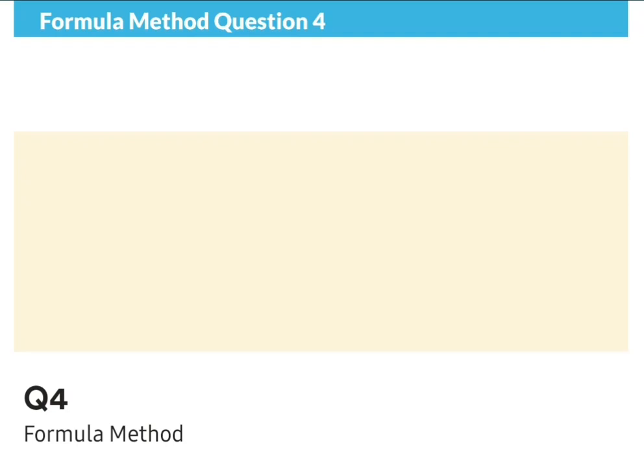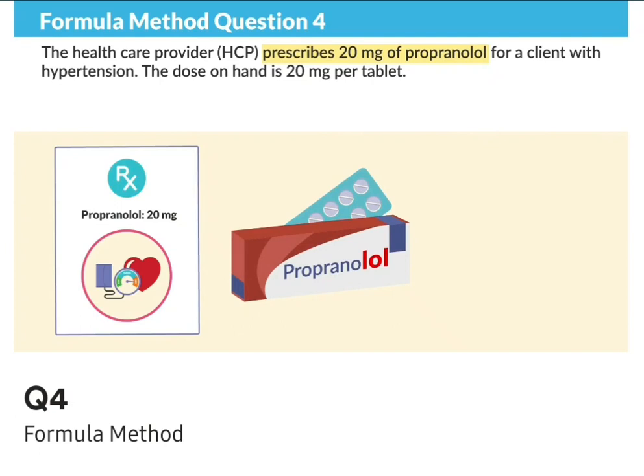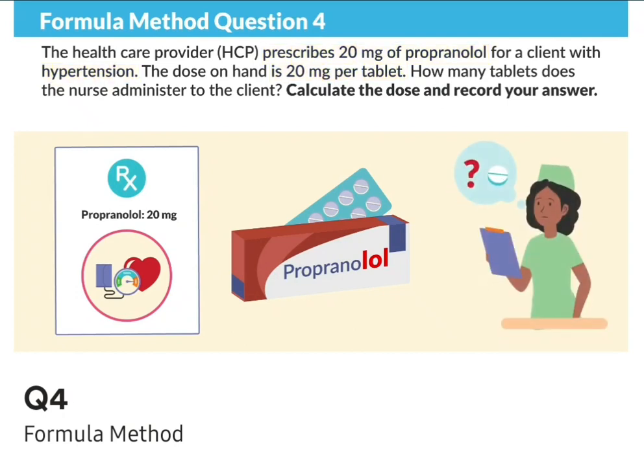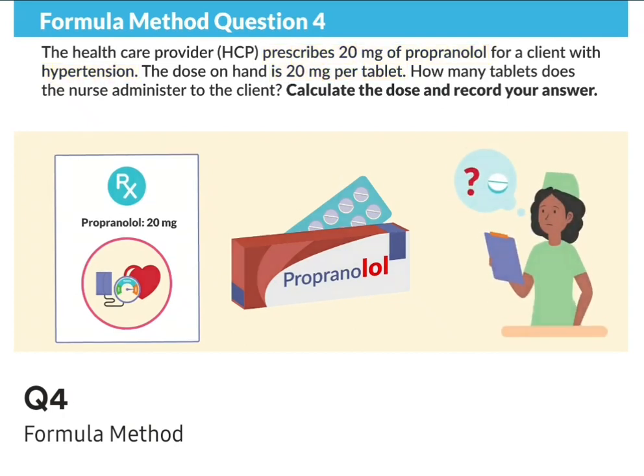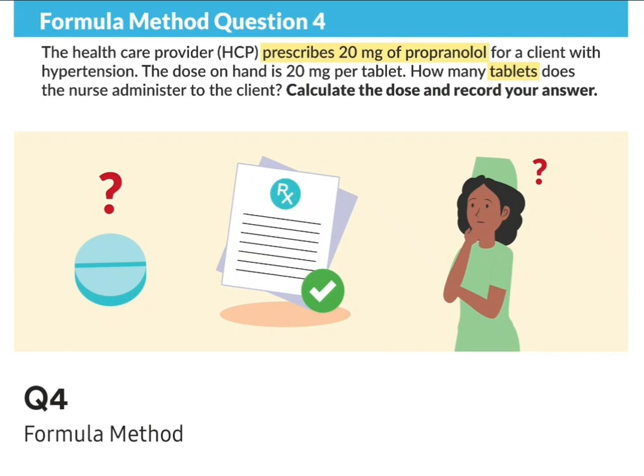All right, question number 4. The healthcare provider prescribes 20 milligrams of propranolol, that beta blocker, for a client with hypertension. The dose on hand is 20 milligrams per tablet. Now, how many tablets does the nurse administer? So once again, let's break it down. We're identifying what we're solving for. So we're solving for how many tablets or tabs we're going to give to this client, right?